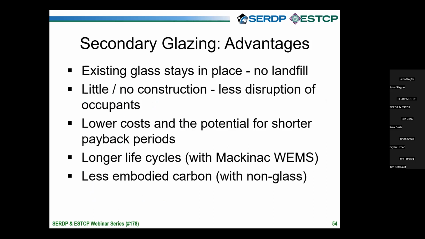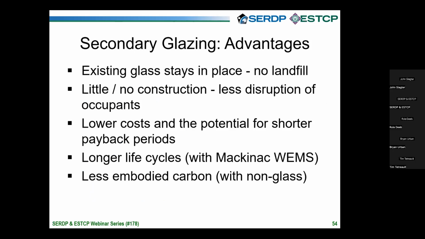Advantages for secondary glazing is that you can leave the existing glass there. There's no need to throw it into landfill. You don't have construction. There's no dismantling of the existing window, which leads to less disruption of the occupants, and also can lower costs. And it can lower costs by enough to potentially make secondary glazing a viable option for energy service companies, whereas replacing the windows is not.